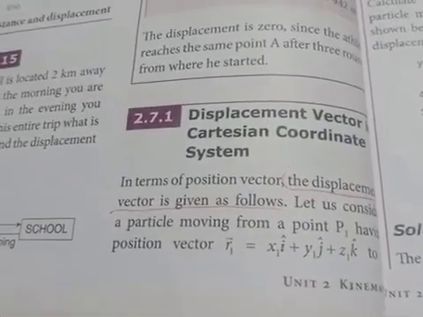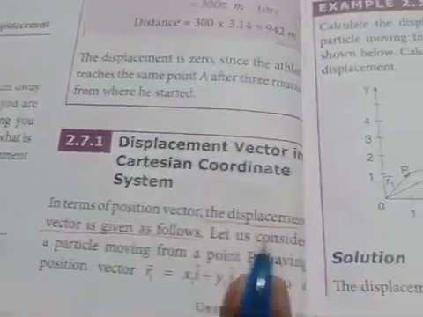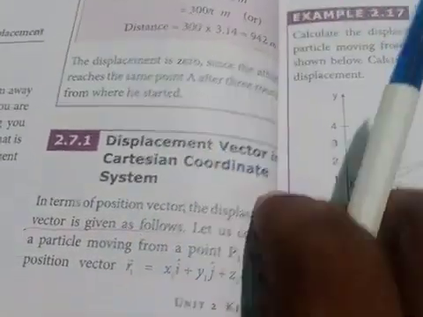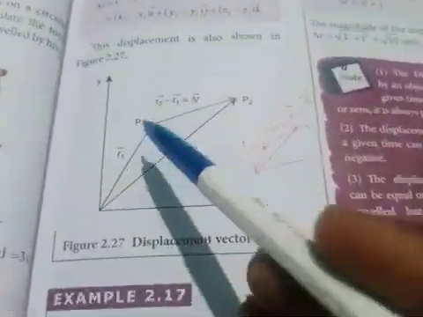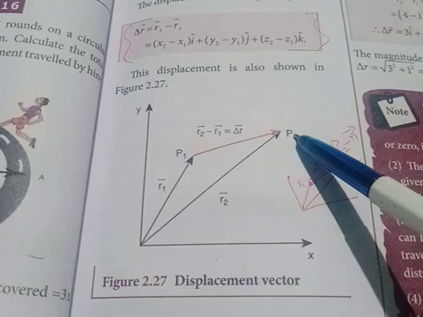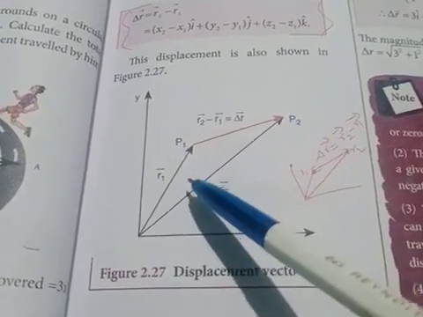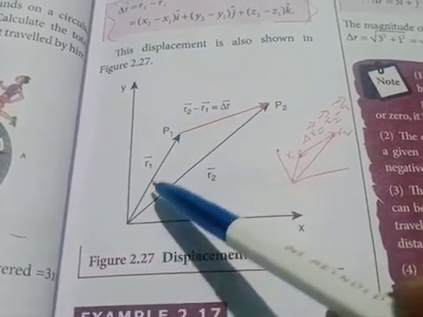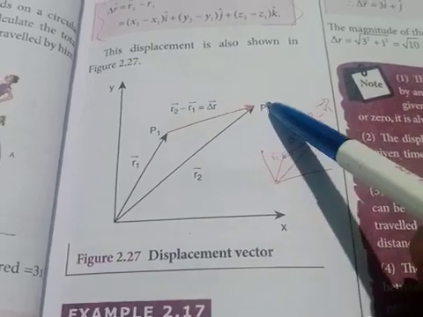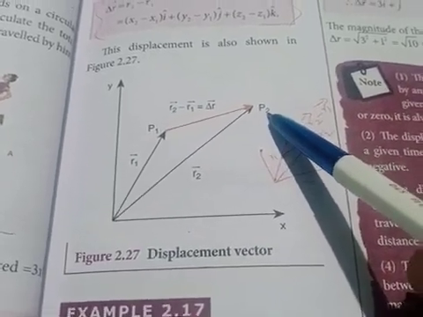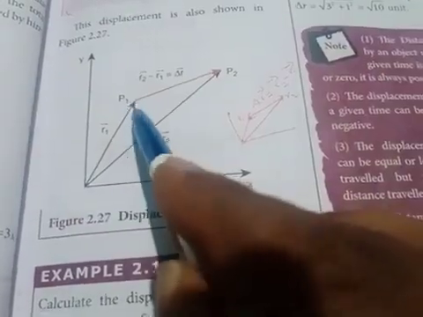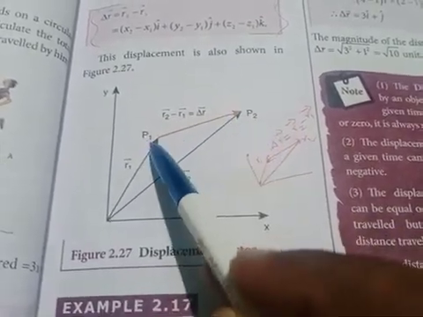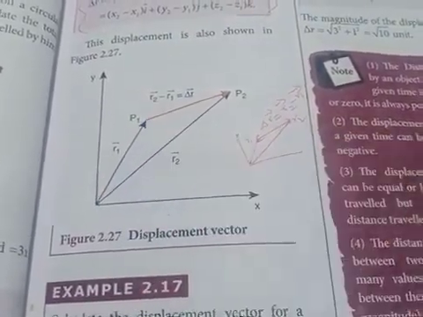So displacement vector, or you can call it the position vector. Assume that two particles, P1 and P2, are there. One particle moves from this point to the point P1, and another particle moves from this point to the point P2. And between P1 and P2 there is a difference.